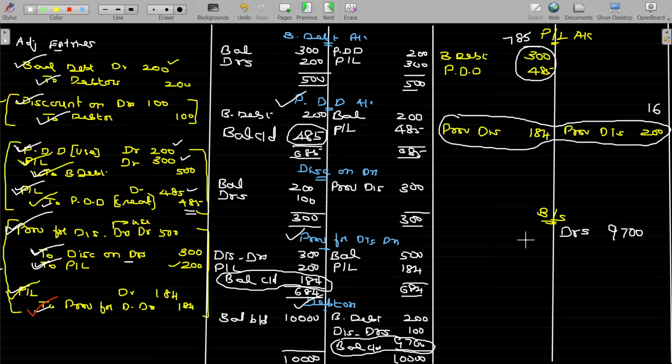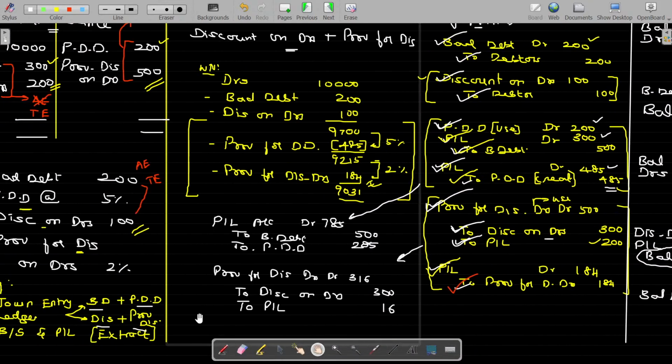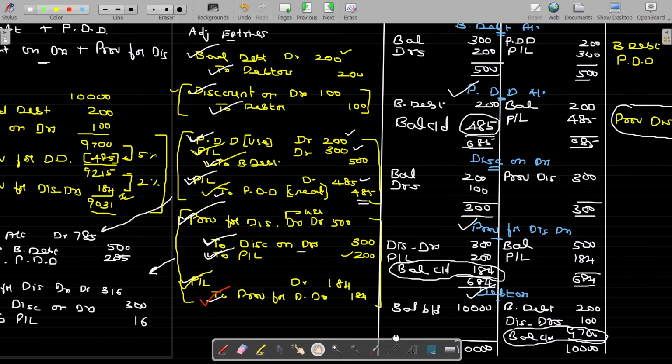Either it may be posted in the liability side, or it can be subtracted from the debtors, putting that in the inner column. 485. So 9,215 minus provision for discount 184. Then what is the ultimate value? 9,031. Is that okay? The behind the scene is this one. Don't study all the things blindly. Anyhow, let me explain here. Hope this may be clear with this.